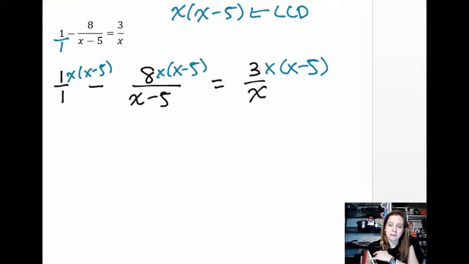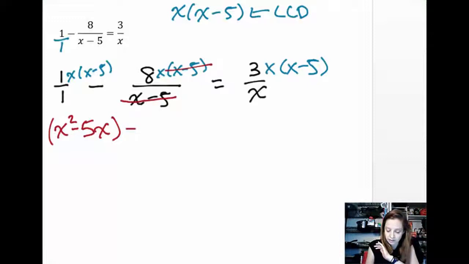So I've now multiplied every term by the least common denominator. I'm going to simplify each term. This first term will become x squared minus 5x. I'm just going to keep it in parentheses for now. I can get rid of this common factor of x minus 5, so I'm left with minus 8x. I can get rid of the common factor of x, and I'm left with 3 times x minus 5.